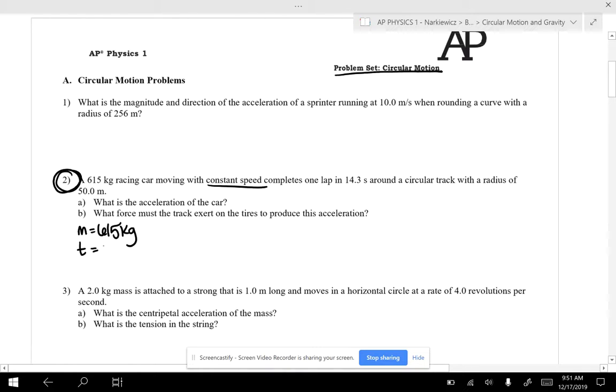So we have a 615 kilogram racing car moving with a constant speed, completing one lap in 14 seconds. So that's my period, or the time to complete one loop, and we have a radius of 50 meters. So the first thing we need to find is the acceleration.